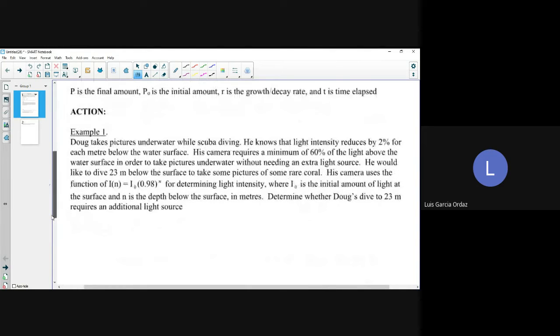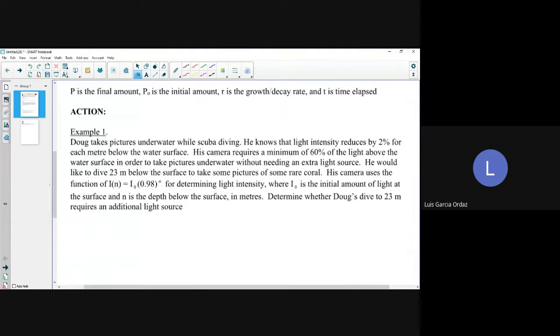So for example, we have Doug. Doug Ford takes pictures underwater while scuba diving. He knows that the light intensity reduces by 20% for each meter below the surface of water. His camera requires a minimum of 60% of light above the water surface in order to take pictures underwater without needing an extra light source. He would like to dive 23 meters below the surface to take some pictures of a rorqual.